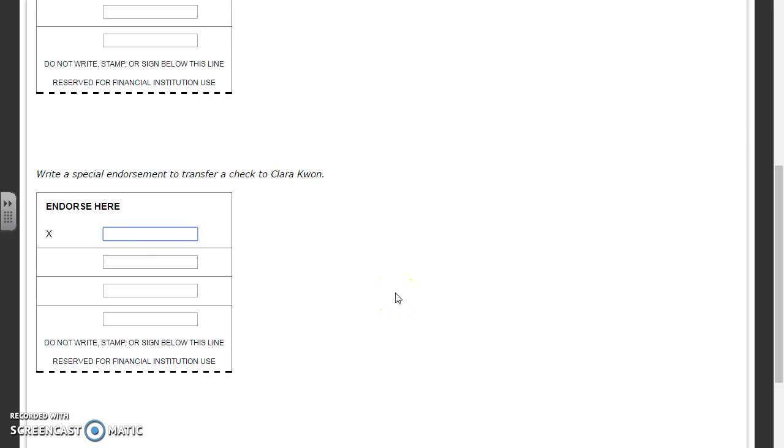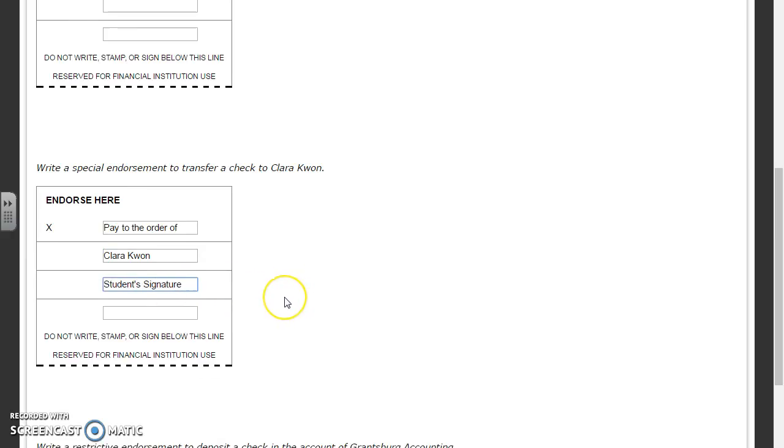So what we're going to type in the first line is we're going to say pay to the order of, then we're going to the second line and type who we're turning it over to. And then lastly, we'll just go and sign it. Again, adding in student signature.